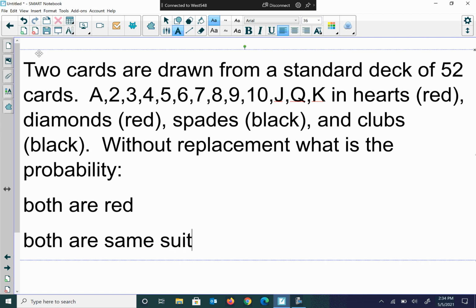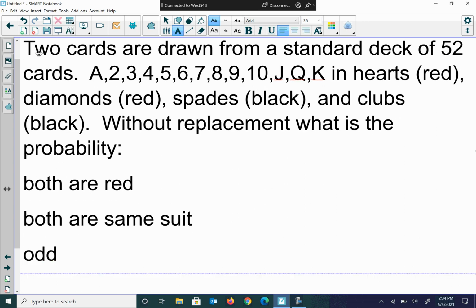Suit, and find the odds on both. Understand the problem? Two cards are drawn from a standard deck of cards, and we're not replacing. So pull one, you put it aside. Now there's 51 cards. Pull another. What's the probability both are red? And then what is the probability both are the same suit? And then find me the odds on both. And that's what we will look at for tomorrow. Sound good?